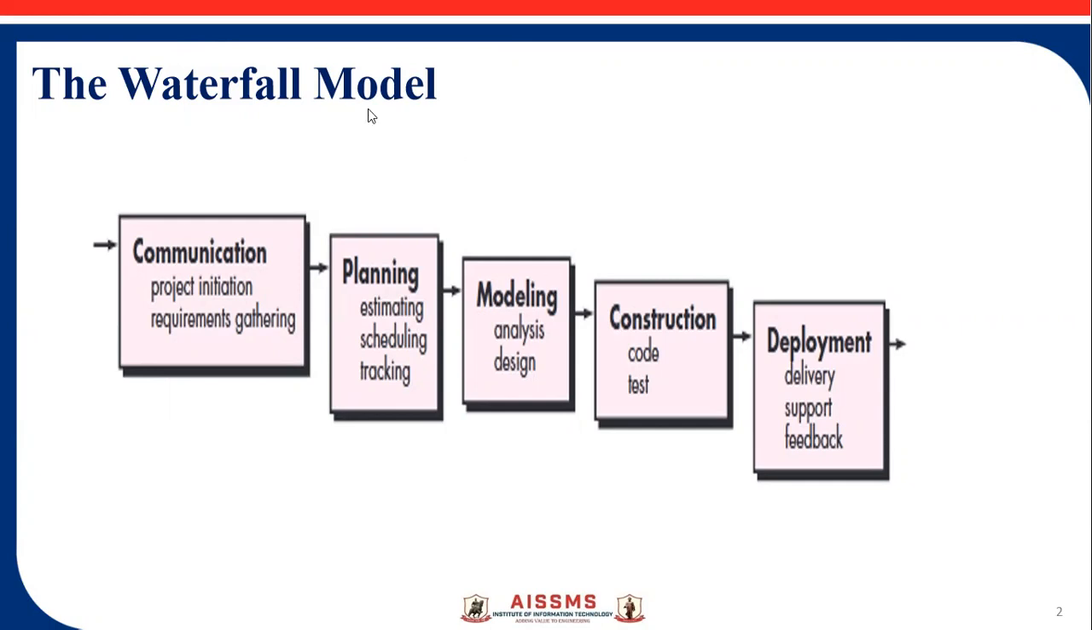After that, the next phase is planning. In planning, we do the estimation, scheduling, and tracking. Then modeling, that is analysis and design, construction, that is code and test, and then the deployment, that is the delivery of the particular software, and support and feedback. So you can see the different phases or stages here. In the waterfall model, the workflow from communication to deployment is in a serial fashion, in a linear fashion.